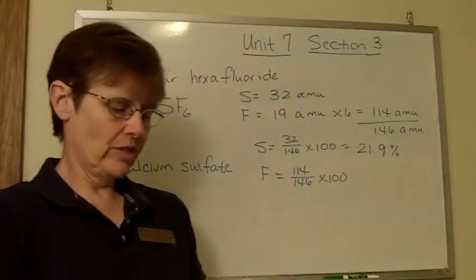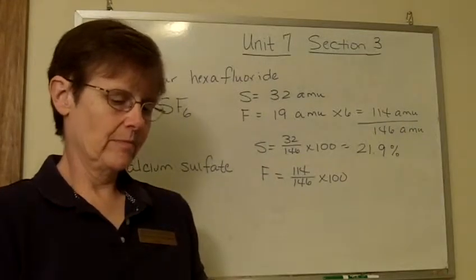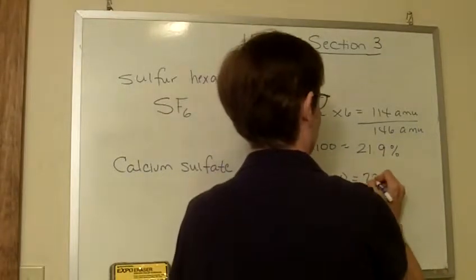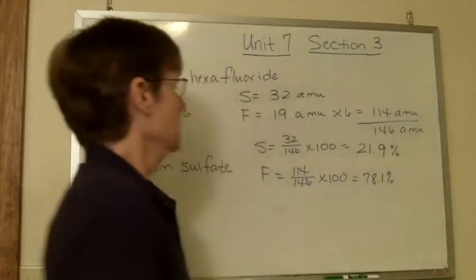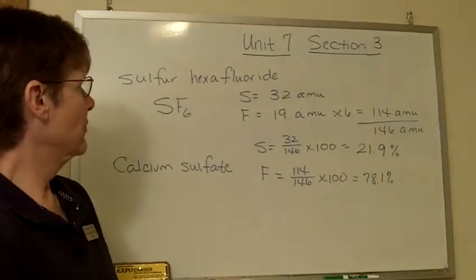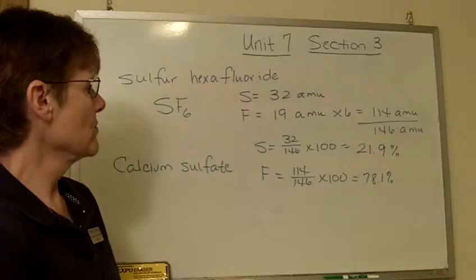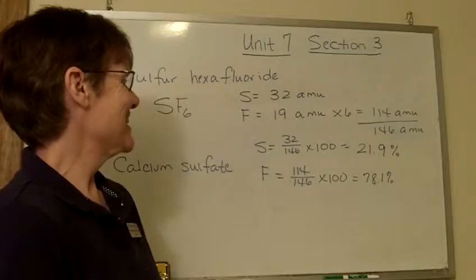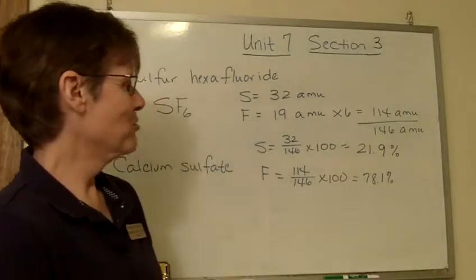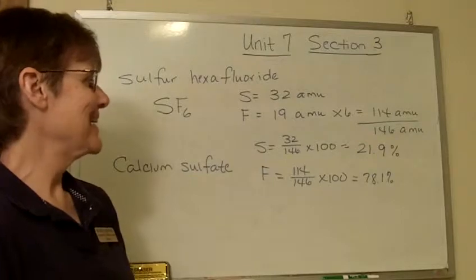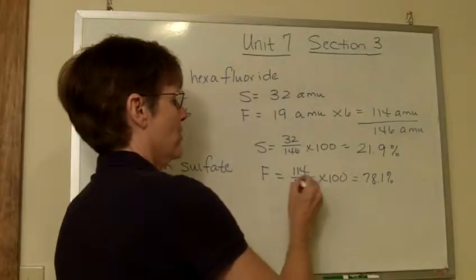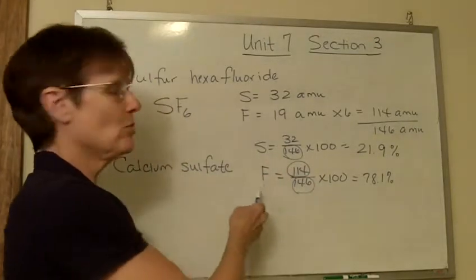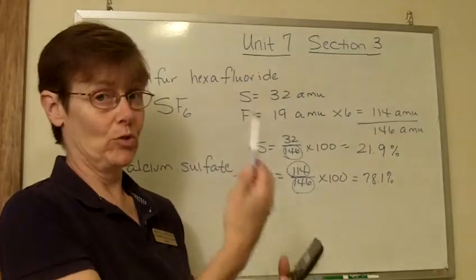And 114 over 146 is 78.1. Now, given that I only really have 2 significant figures to deal with here, well, that's not true because they were 0.0. Never mind. We'll leave those as 3 significant figures. And do a little sanity check and make sure that those do indeed add up to 100%. Now, you notice that the number on the bottom always has to be the total, and that the number on the top will not be the individual fluorine atoms, it will be all the fluorine atoms total.